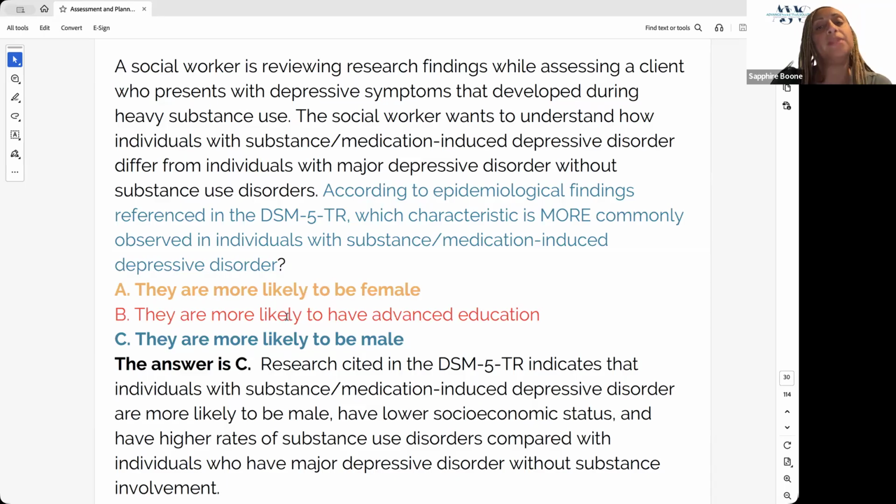So according to the epidemiological findings referenced in the DSM-5-TR, which characteristic is more commonly observed in individuals with substance or medication-induced depressive disorder? And the answer is they are more likely to be male. So this is just an example of a question that I found on the exam. I call them prevalence questions. It's based on some research, like who is memorizing research.